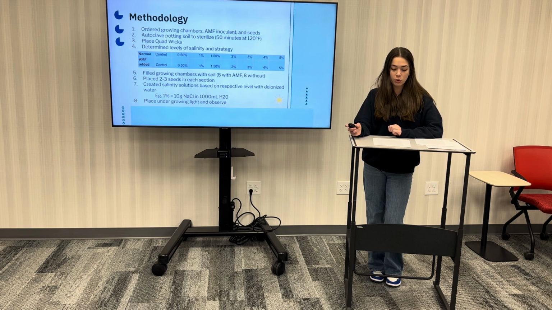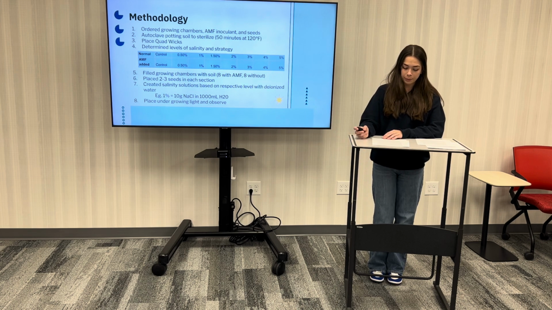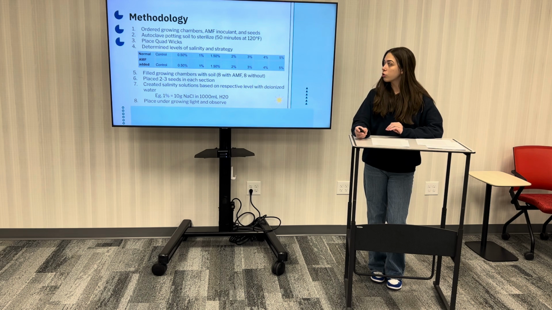After that, I used quad wicks, and placed one in every hole of the growing containers to make sure that the plants were getting a consistent water supply. And after I determined the levels that I was going to experiment with, I decided that there were going to be duplicates of each salinity level, one that was inoculated with AMF and one that was not inoculated with AMF, so I could directly compare the results in their respective levels of soil salinity. So the levels I conducted were control, which was no salt added, 0.5%, 1%, 1.5%, 2%, 3%, 4%, and 5%.